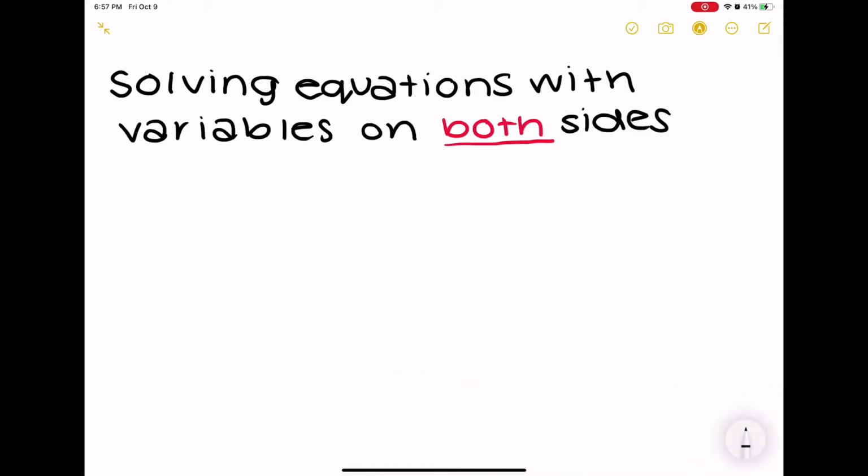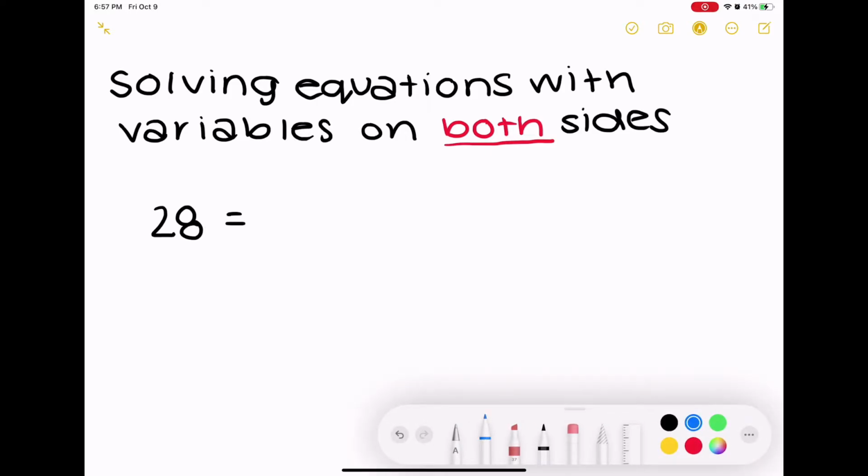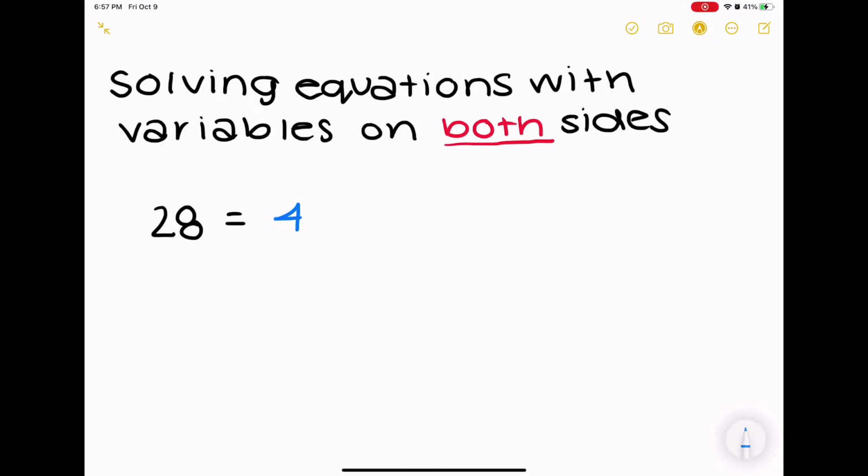In today's video, we're going to be learning how to solve equations with variables on both sides. We are going to be starting with a simple warm-up problem, just with one variable, but later on you will be learning how to solve equations with variables on both sides. Now for our warm-up problem, we're going to do 28 is equal to 4x.